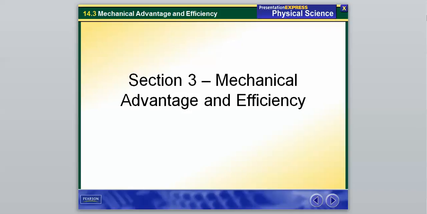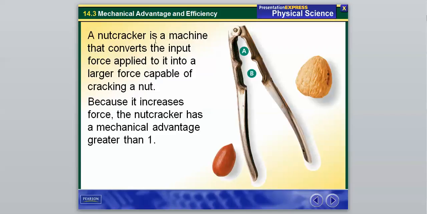So for our example, they give a nutcracker, and it is a machine, which we learned about, that converts the input force applied to it into a larger force that is actually capable of cracking a nut. So we're not able to just take a pecan or something like that and smash it in our hands. We need a tool like this. We can apply the same amount of force to the input, and it will increase that, and it will give us enough force to actually crack the nut. And because it increases the force, the nutcracker has a mechanical advantage greater than 1.